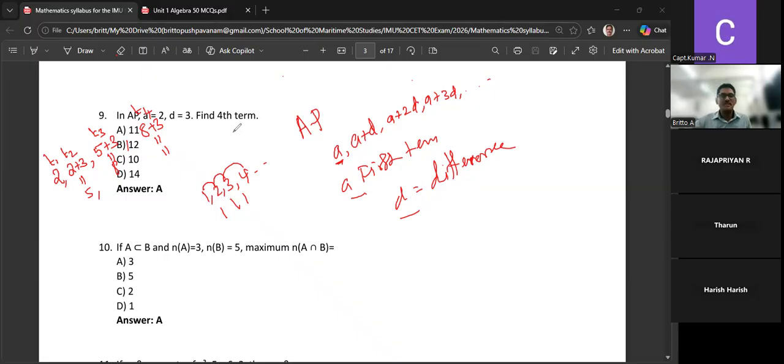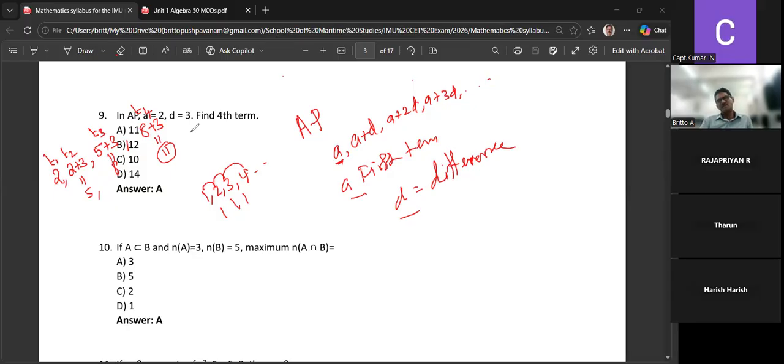The question is asking only for the fourth term. So here the fourth term is 8 plus 3, which is equal to 11. So here the correct option is what? A, which is 11. So in an AP, if a equals 2 and d equals 3, to find the fourth term, you can find it like this. Here they're asking for the fourth term, so we are finding it manually, step by step.